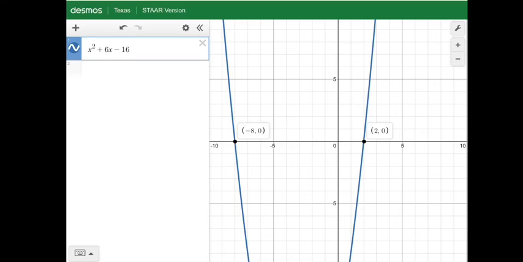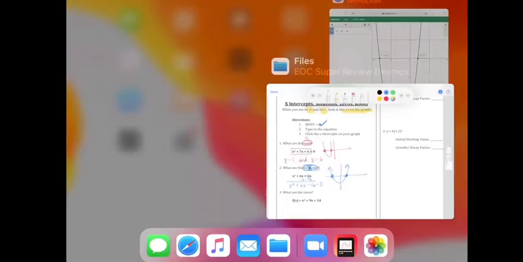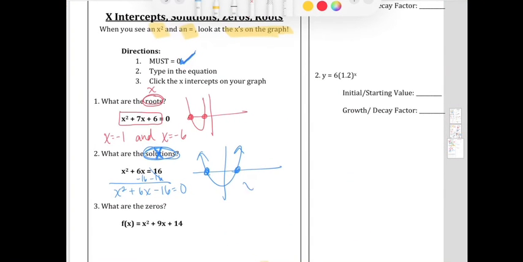And then I touch where they cross, -8 and +2. So my answer is x equals negative 8 and x equals positive 2. Those are my solutions. That's where my graph touches the x-axis.